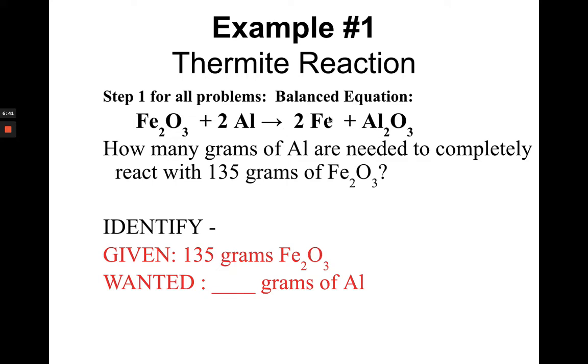Now, we can only talk about 2 terms in here, and here's our problem. How many grams of aluminum are needed to completely react with 135 grams of iron 3 oxide? So we want to be very efficient. We have put 135 grams of iron 3 oxide in our flower pot, and we want to know the exact amount of aluminum we need to put in there for them to completely react with each other to give us this molten iron. So we're going to identify our given, which is 135 grams of iron 3 oxide, and our wanted is grams of aluminum. Those are the 2 terms we're trying to get to.